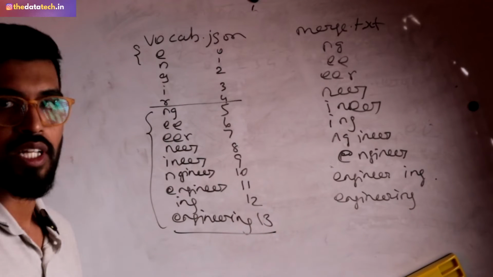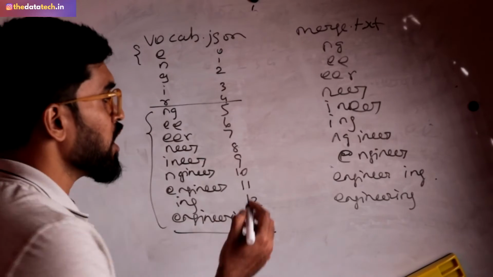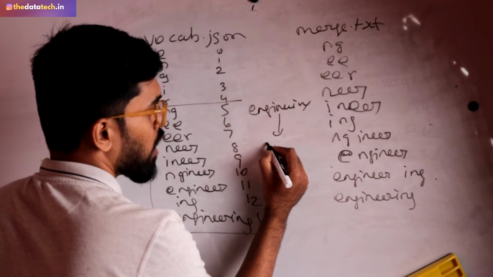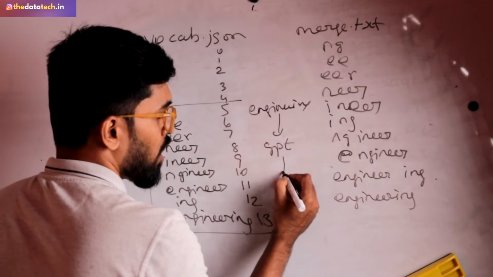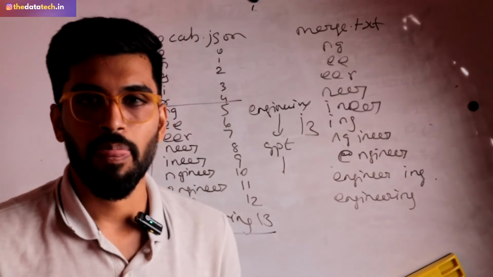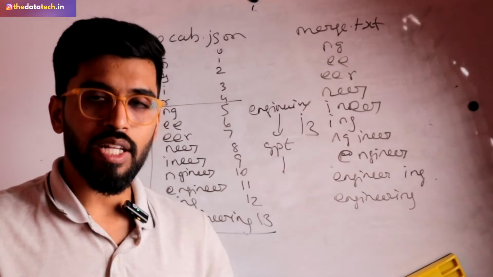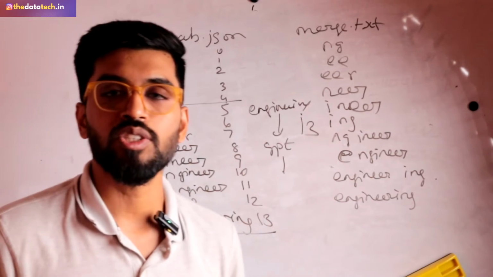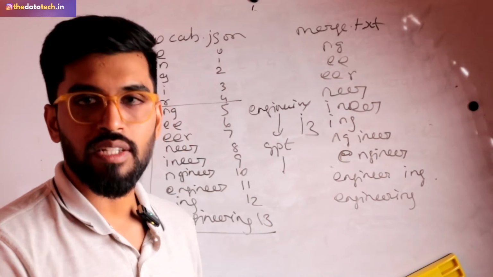So engineering is 13. That means when your word engineering goes to your GPT model, the model will understand it as 13 instead of engineering. Now you can ask me, why do we need this many iterations? Why can't we directly give a token ID for engineering? See, that is how this has been designed, guys.